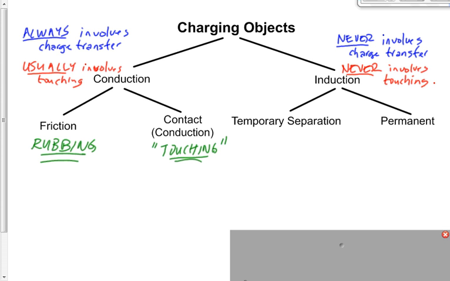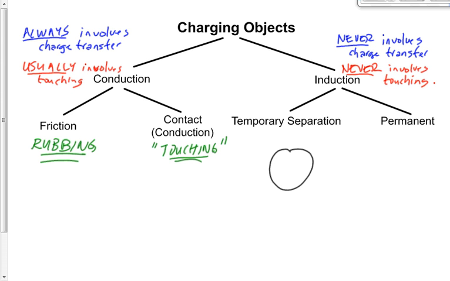Finally, last thing here, guys. Charging by induction. Two subcategories of induction. We're going to create a temporary separation of charge, and we're going to create a permanent charge. So what do we mean by that? Well, let's draw a couple pictures.